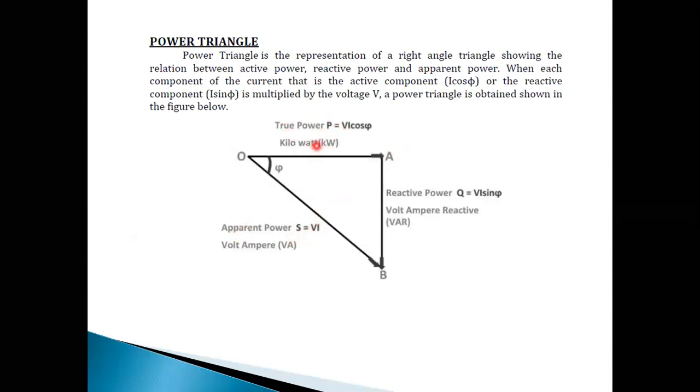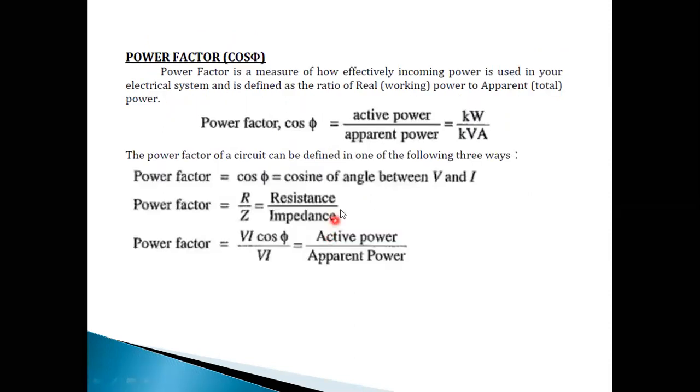Active power units are kilowatts. Reactive power units are volt ampere reactive. Apparent power units are volt amperes. P by S is the cos phi value. Sin phi value is nothing but Q by S. That's the only thing. That cos phi is nothing but power factor. How efficiently you can use it: active power from the total power will give the information of power factor.